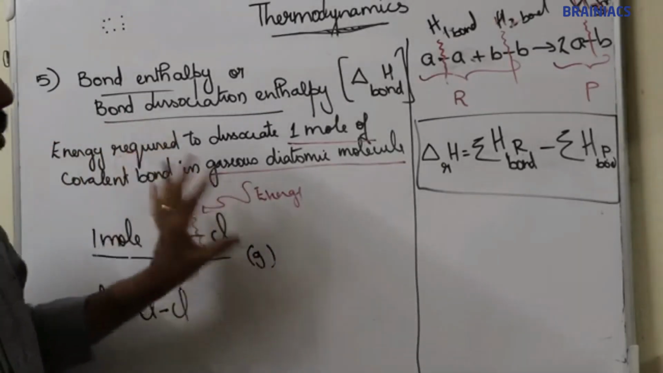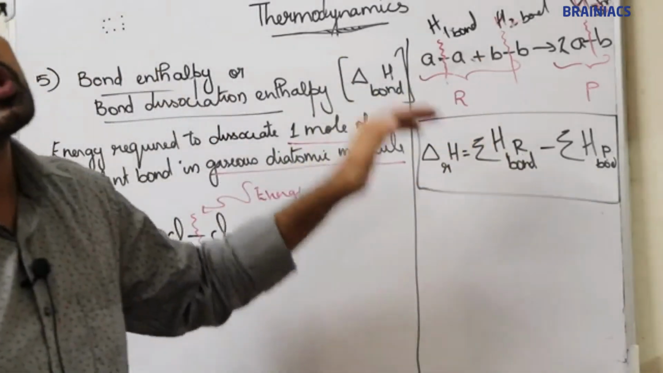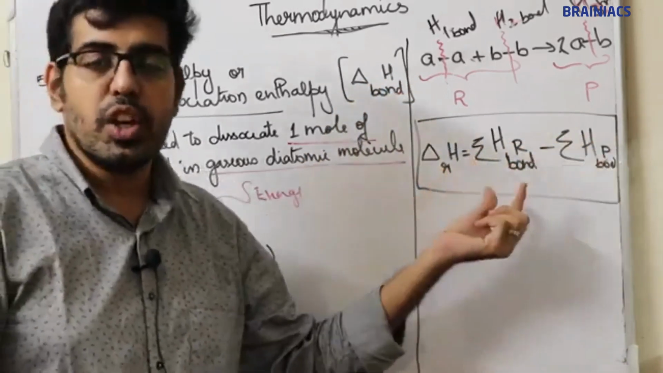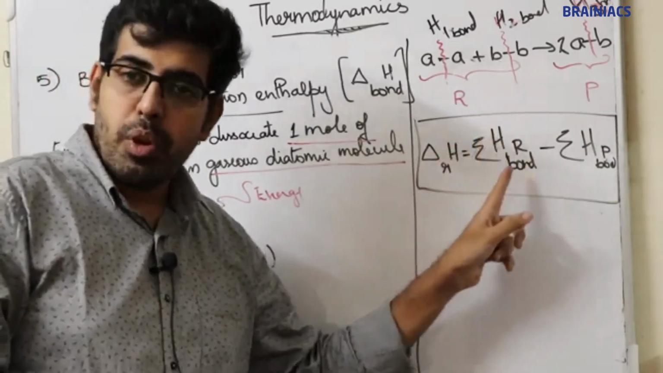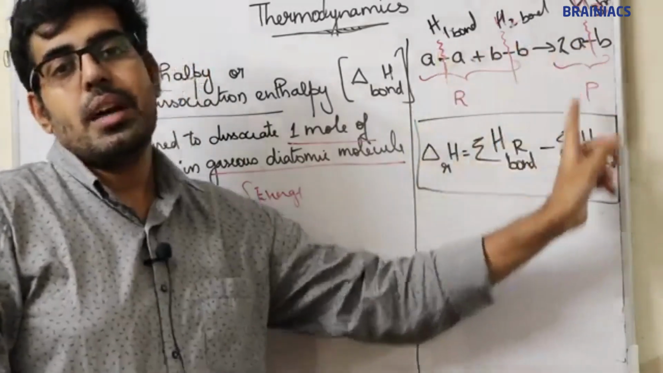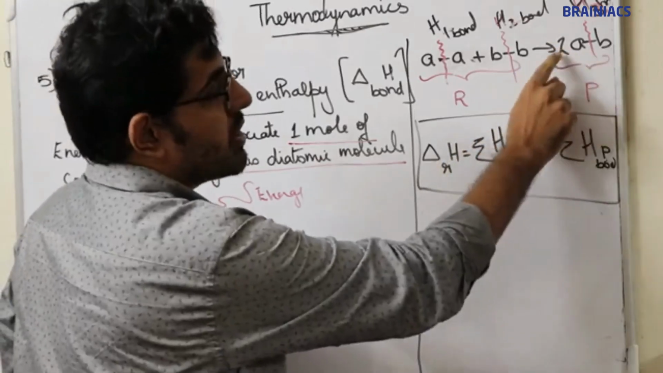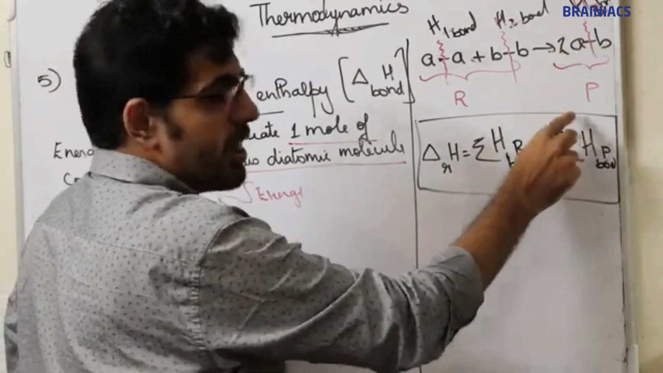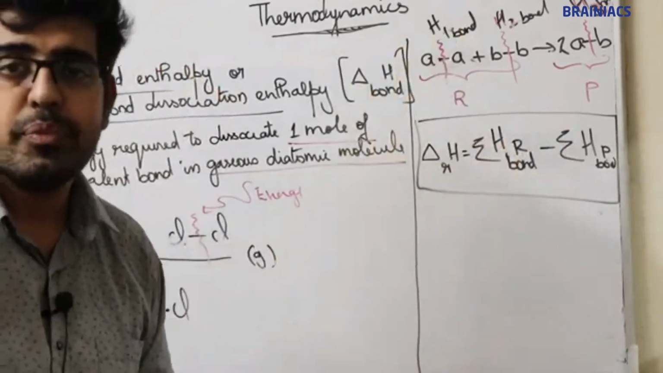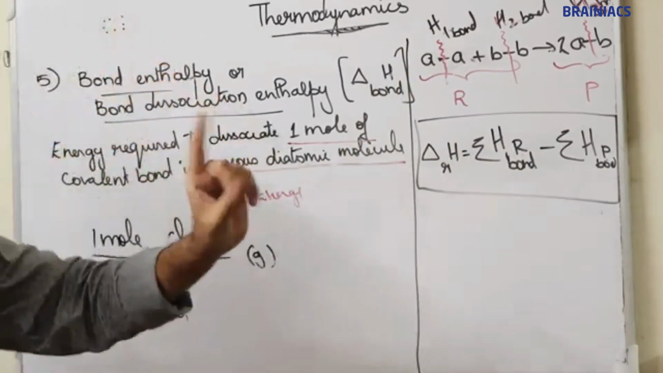Now, from bond enthalpy values of reactants and products, we can calculate enthalpy of reaction. This is the equation: delta H of reaction is equal to the summation of bond enthalpies of reactants minus the summation of bond enthalpies of products. Here you can see two products, 2AB. That's why we have to add the bond enthalpy of both products. I think it's clear. Now, under this heading, we have to discuss one more topic.